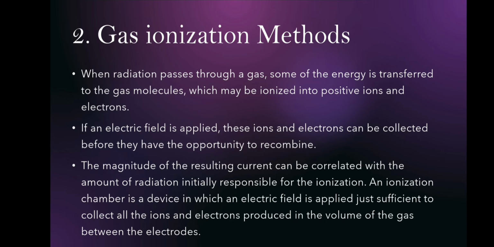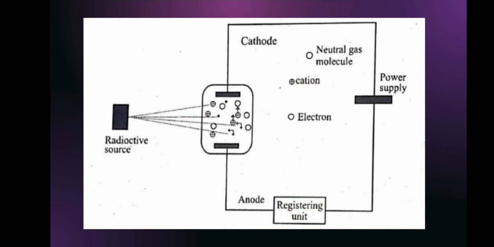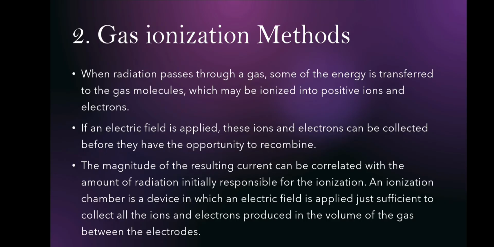So what happens when the ions are produced? When the ions are produced here, the positive ions will be attracted towards the cathode and the negative ones towards the anode. Due to this movement of the ions, a current will be produced, and we will measure this current. The magnitude of the resulting current can be correlated with the amount of radiation responsible for the ionization. So we can find the amount of radiation that is responsible for the ionization by measuring the current produced due to the movement of the ions that are formed in the chamber.